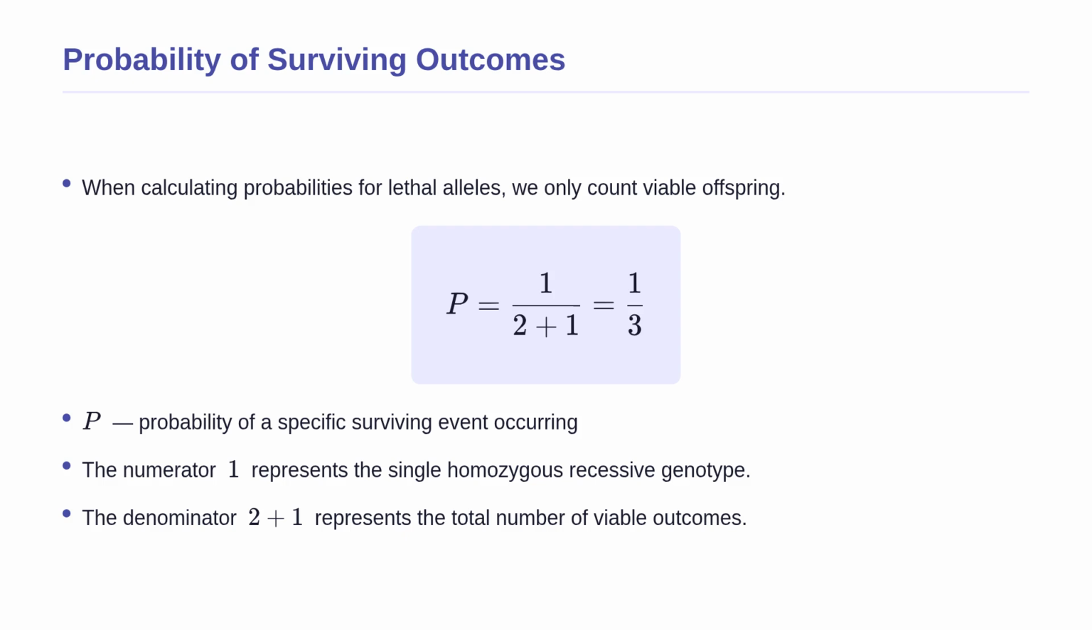The denominator is crucial here. It is 2 plus 1, representing the total number of viable outcomes. We completely ignore the fourth outcome because it is not a surviving possibility. When the number of viable outcomes decreases, the overall probability of the remaining events increases compared to standard Mendelian genetics.